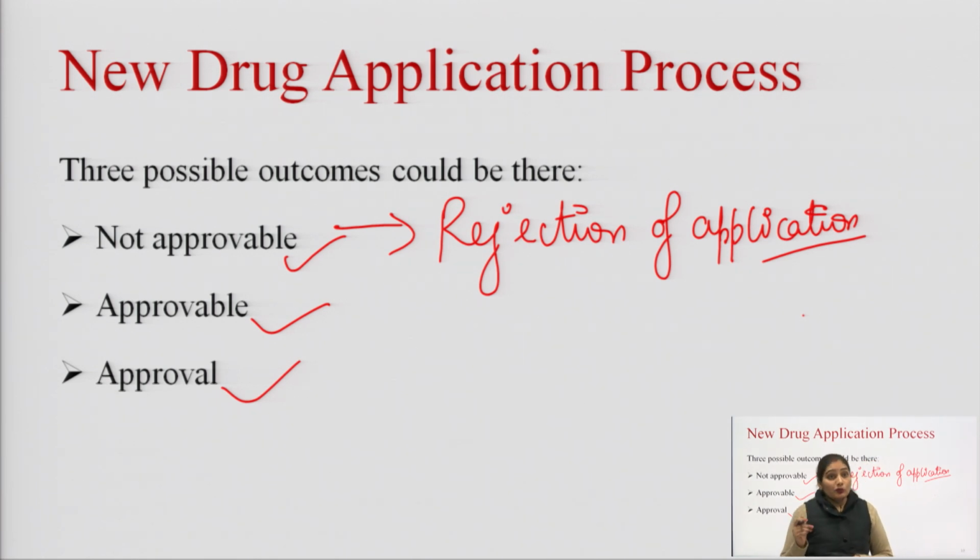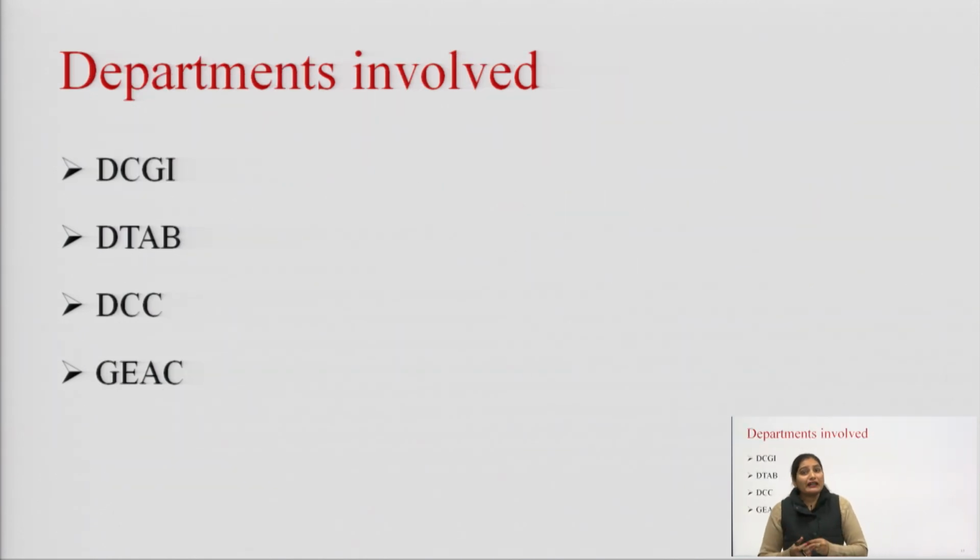Last one is the approval. In case of approval, the result will be that your application will be approved. So, these are the 3 possible outcomes for the new drug application process. Next is the departments involved.